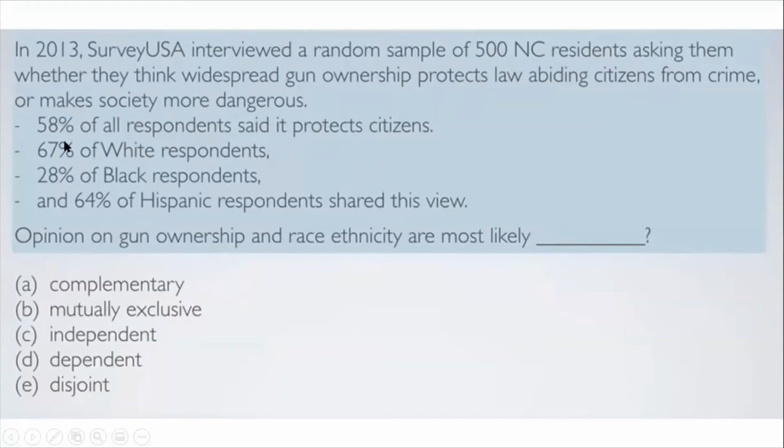67% of white people think that, okay? And only 28% of black people think the same. And then 64% of Hispanic respondents share this view. So basically, the question is, are opinion on gun ownership and race ethnicities more likely: A, complementary, B, mutually exclusive, C, independent, D, dependent, or E, disjoint?